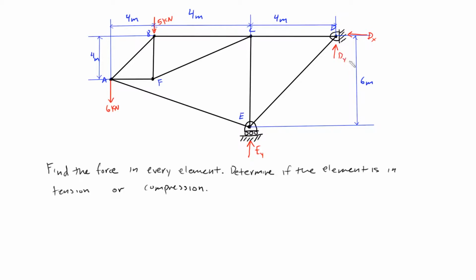And I'm defining these arbitrarily. You could define them in other ways. As long as you're consistent with the mathematics and you're consistent with your signs, you should still get the same answer. So that's the diagram right there.